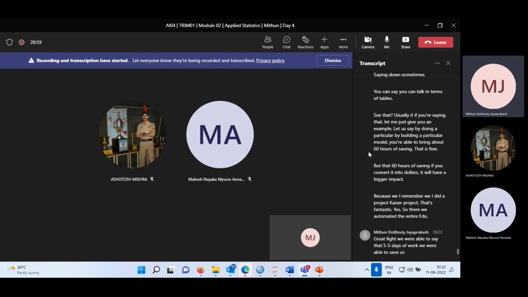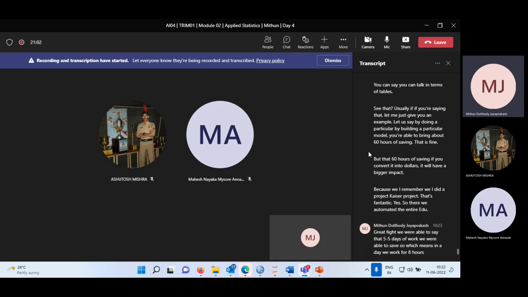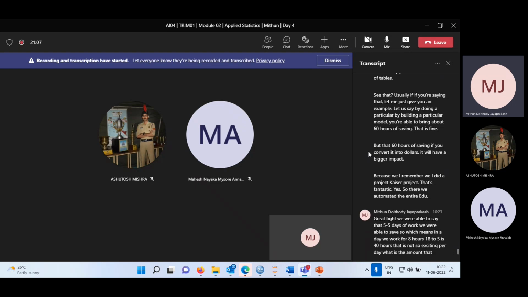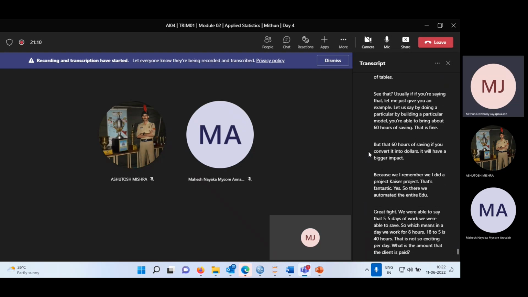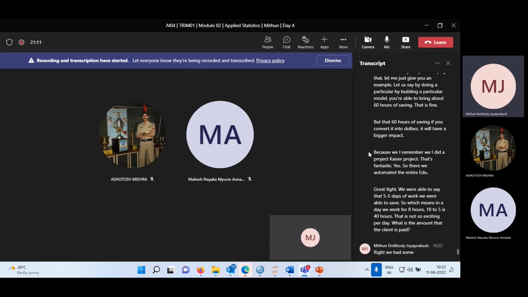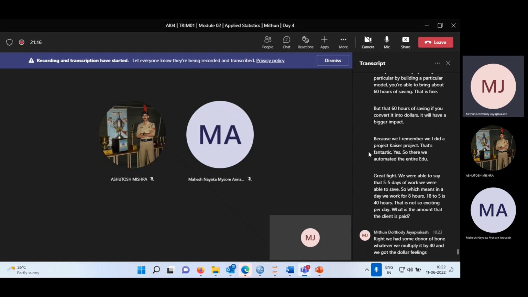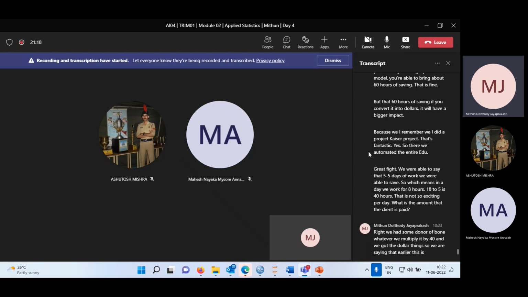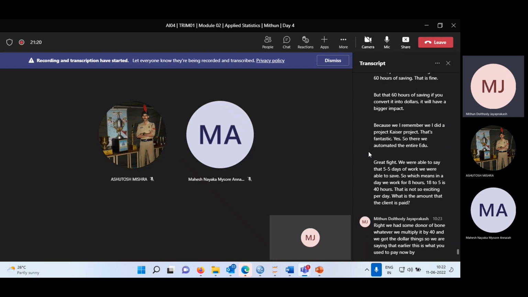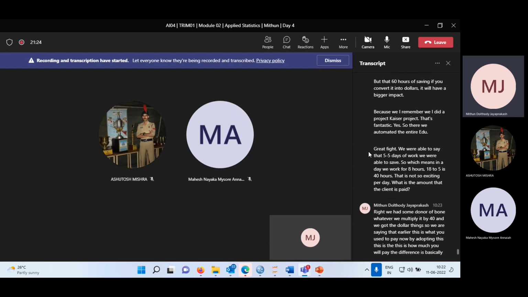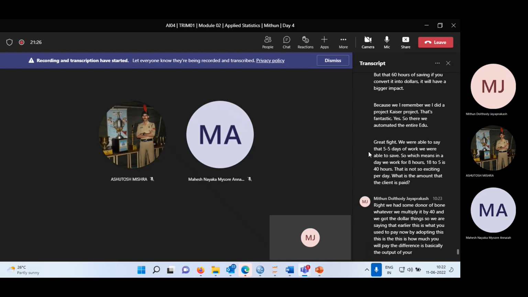So which means in a day we work for 8 hours. 8 into 5 is 40 hours. That is not so exciting. Per day, what is the amount that the client is paying? We had some dollar or pound, whatever. We multiplied it by 40 and we got the dollar savings. So we are saying that earlier this is what you used to pay. Now by adopting this, this is how much you will pay. The difference is basically the output of your automation.